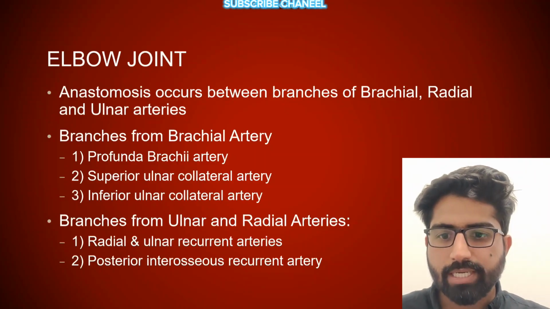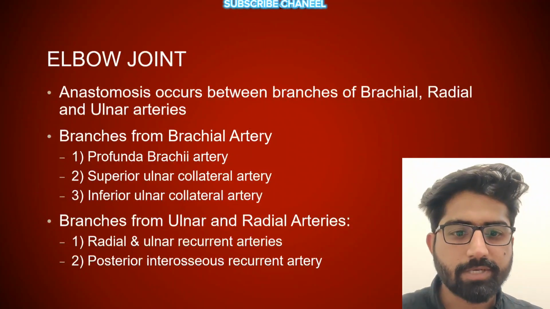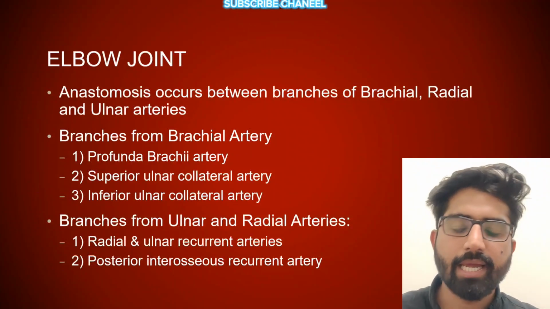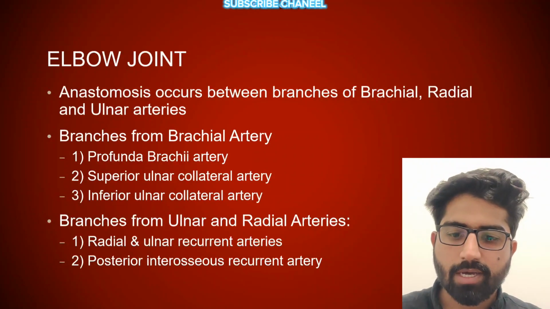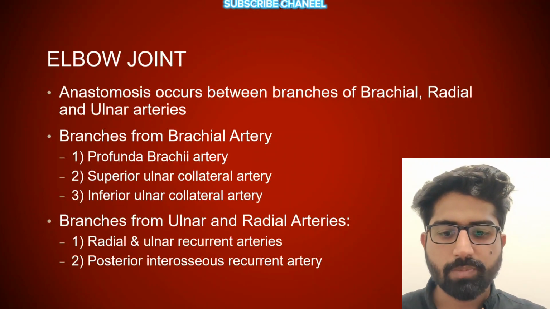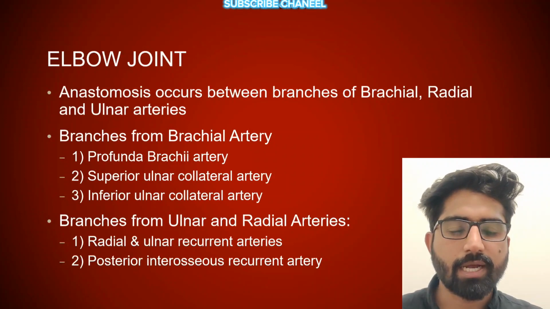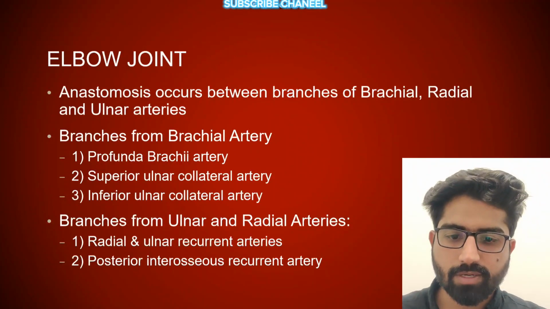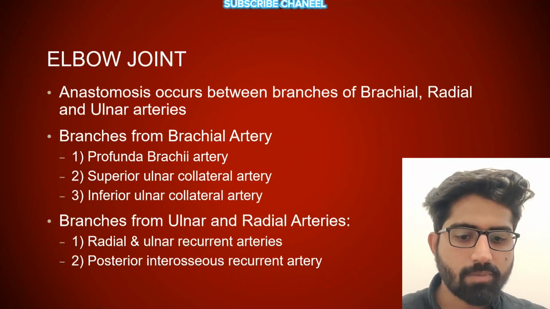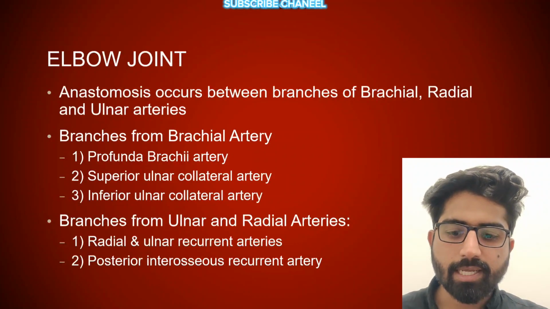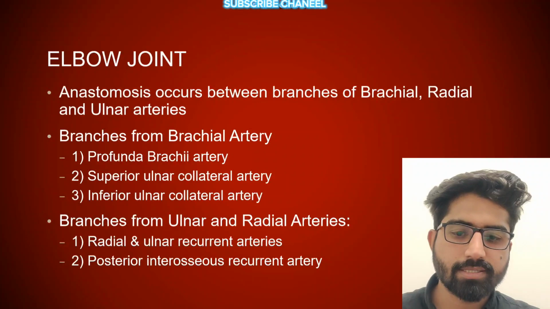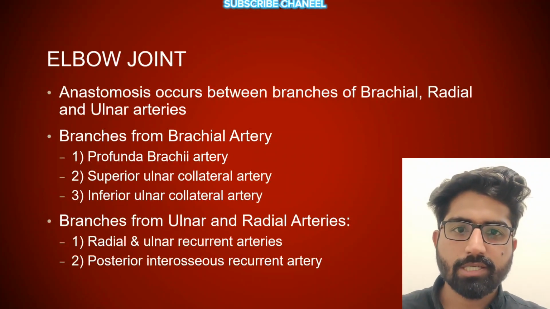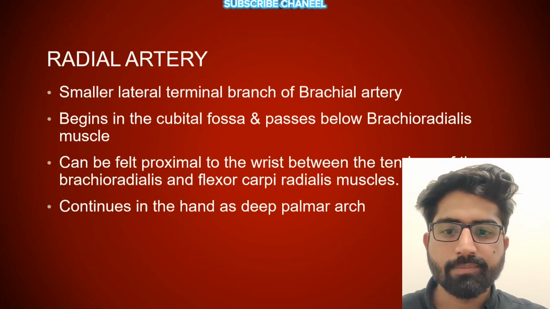Now, at the elbow joint, the anastomosis occurs between the branches of the brachial, radial, and ulnar arteries. The branches from the brachial artery, as we have already studied, are the profunda brachii, superior ulnar, and inferior ulnar collateral arteries. The branches from the ulnar and radial arteries are the radial and ulnar recurrent arteries, and the posterior interosseous recurrent artery. These are the branches which anastomose at the elbow joint area.